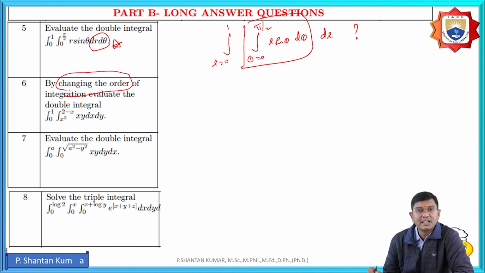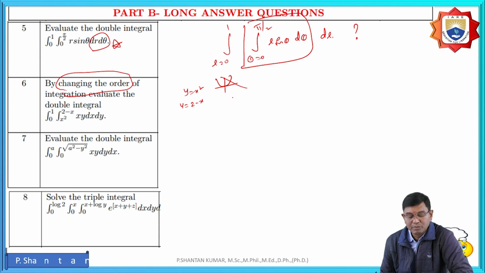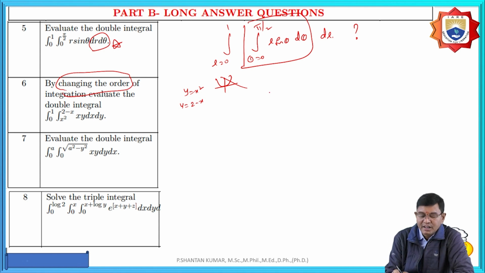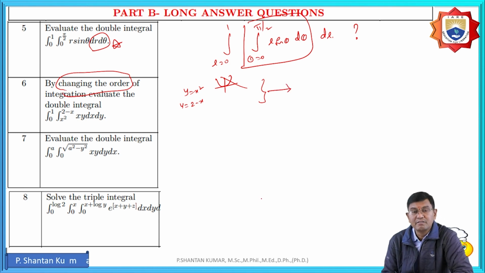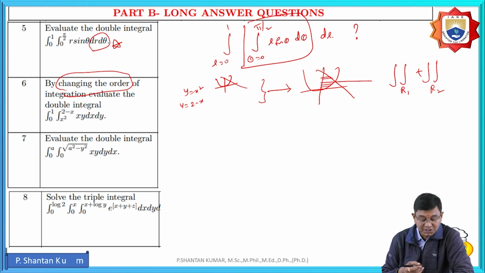Changing the order of integration means we assume that y is equal to x square and y is equal to 2 minus x. Y is equal to x square is a parabola, and the other one is y is equal to 2 minus x, according to this structure. Here the limits are given particularly, and based upon this we need to draw the diagram. A vertical strip is given, and we need to change it to a horizontal strip. In this problem a division of the region is required, that means we need to calculate the r1 region and also the r2 region individually, then find the solutions.